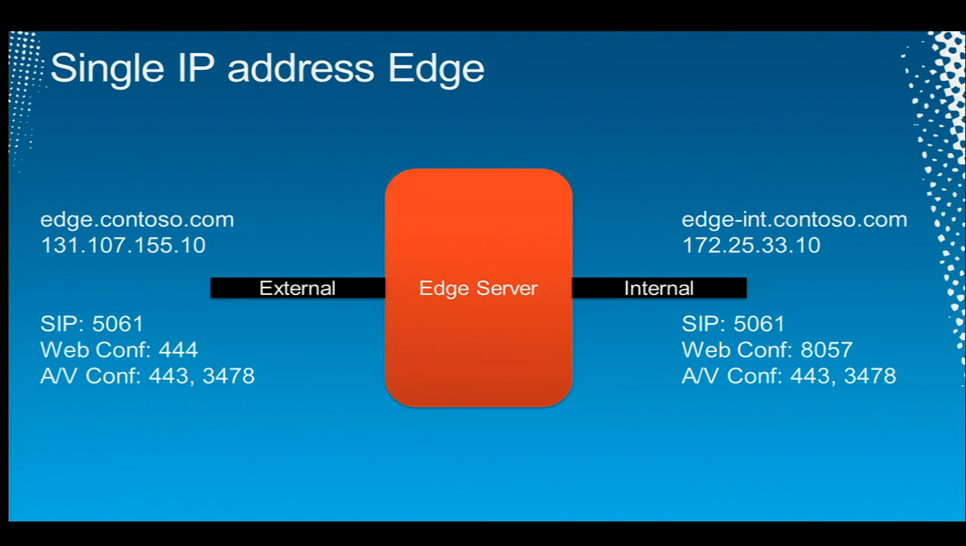Then on the internal edge, you really need to have an edge server with a minimum of 2 NICs, right? On the internal side, you have an FQDN of edge-internal.contoso.com with a specific IP address, preferably, and highly recommended, on a separate subnet. Again, here you would use port 5061 for SIP, that's the signaling aspect. For web conferencing, it would be port 8057. And AV conferencing, the same as the external, would be 443 and 3478.